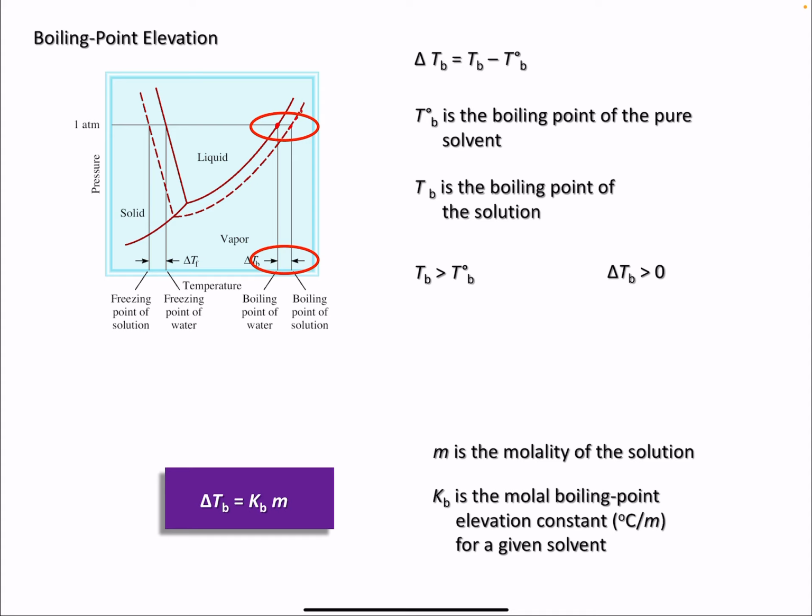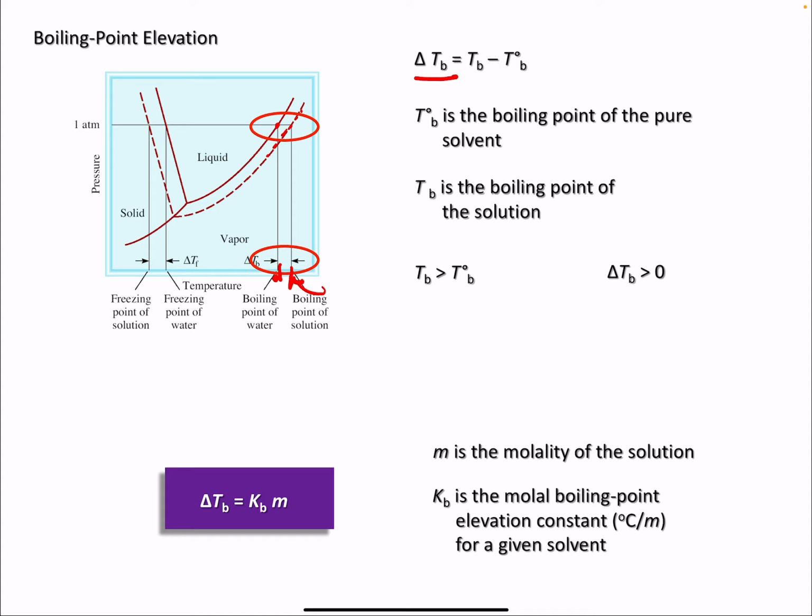The solution is going to have this phase diagram. So here's our phase diagram, solid, liquid, vapor, right? And so what happens is the boiling point of water is here, right? The boiling point of a solution increases, right? And so the change in boiling point will be the boiling point minus the normal boiling point.